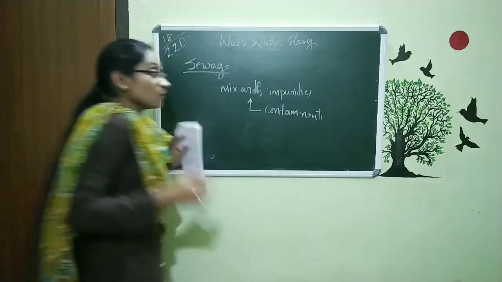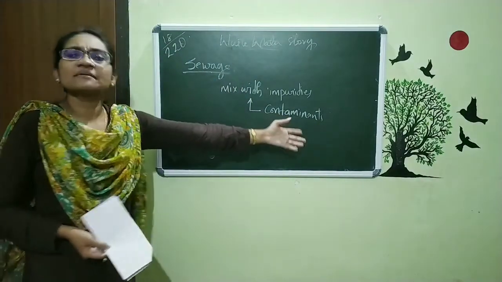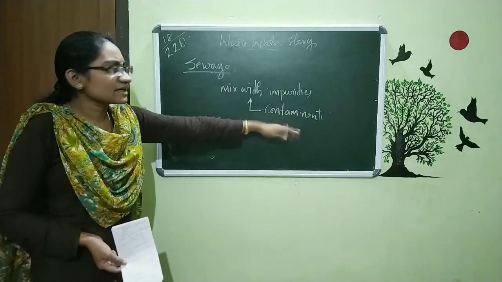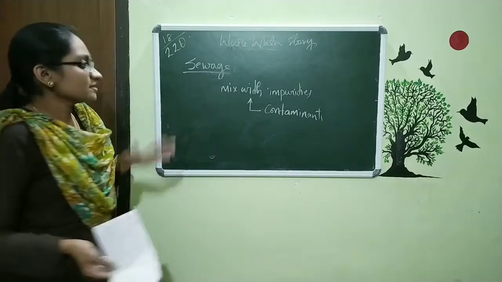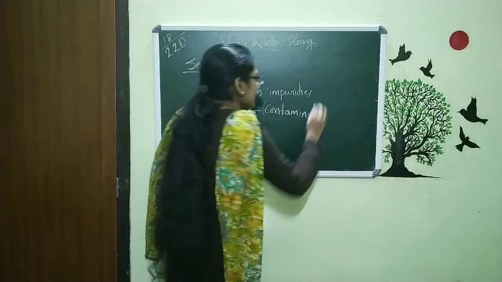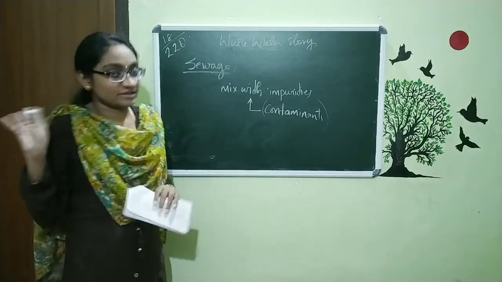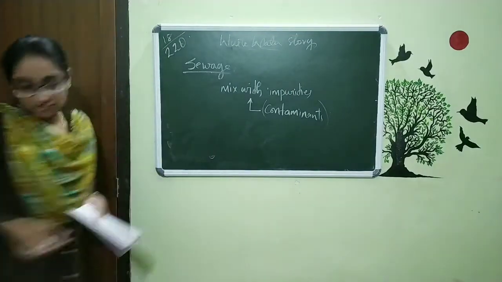That means what makes the water contaminated is what? Contaminants. That means the pollutants. It is having another name. That is what? Contaminants. This term you can see in your textbook when you read it. So this contaminant means the pollutants that lead to contaminating the water. So this is what? Our sewage.